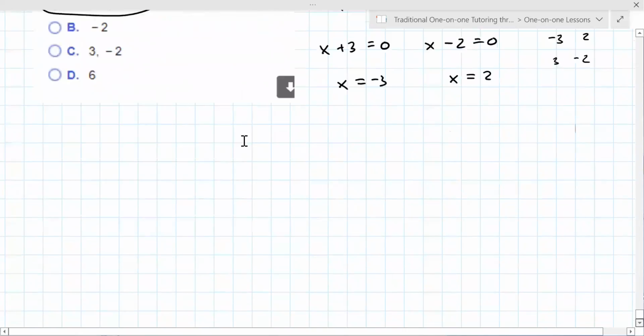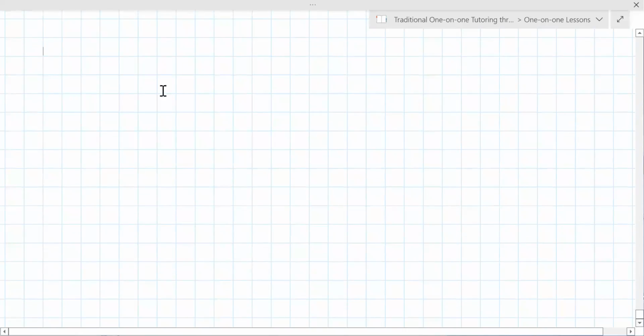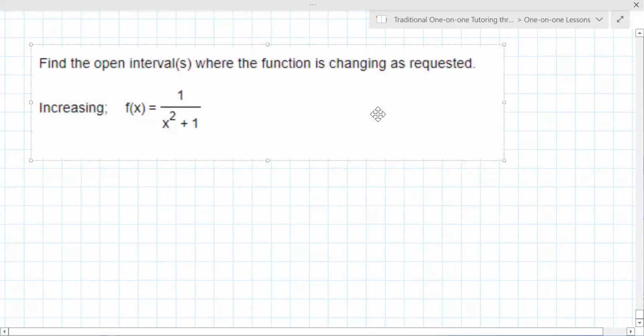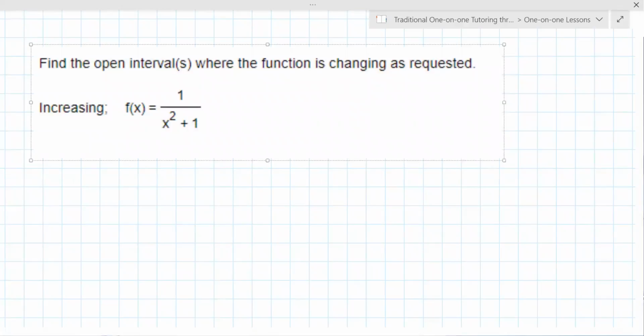Next question here. Find the open intervals where the function is changing as requested. We want to know where this thing is increasing. So I'm actually going to grab a graph of this to help us answer this question. There's obviously a way you can do it without a graph, but let me just snip this in and we can look at it together.